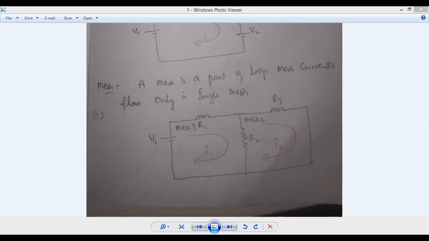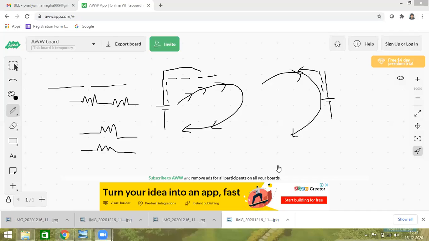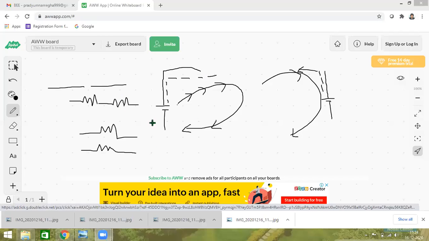Screen is not visible, sir, we can't see the screen. Okay, one second. Now you are able to see the whiteboard?